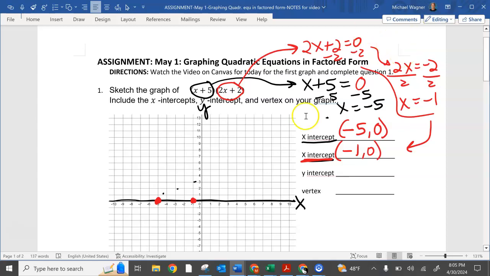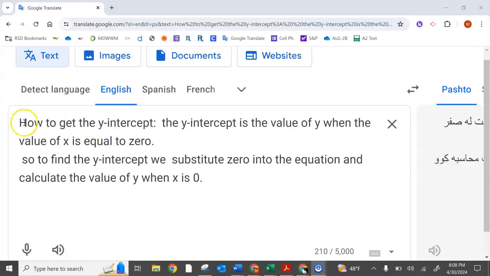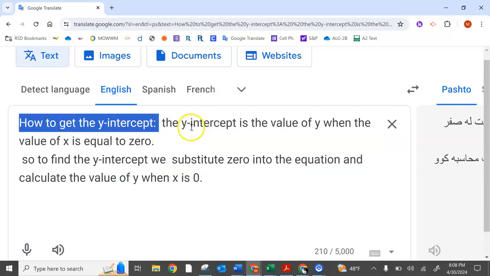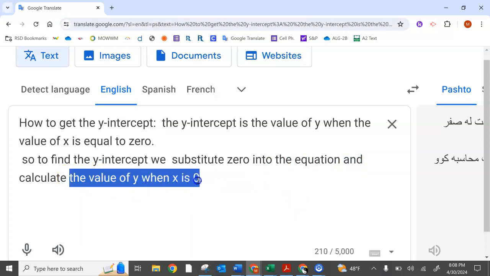Now we're going to do the y-intercept. Here's how we get the y-intercept. You can read it in English, but basically the y-intercept is the value of y when the value of x is equal to 0. So to find the y-intercept, we substitute 0 into the equation and calculate the value of y. So it's the value of y when x is 0.